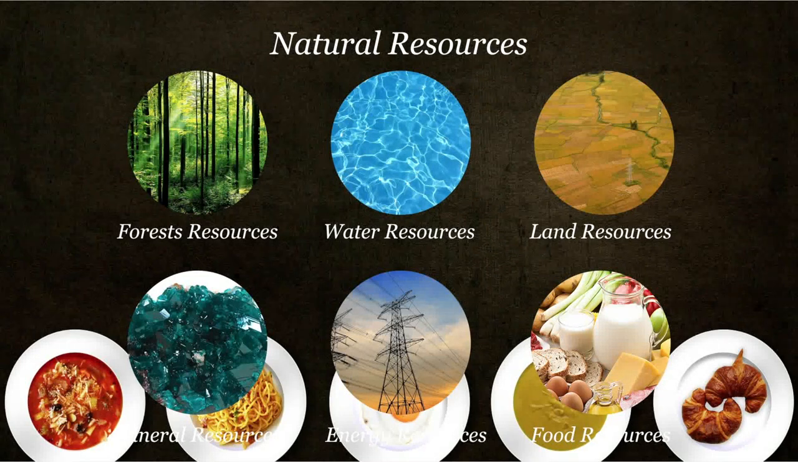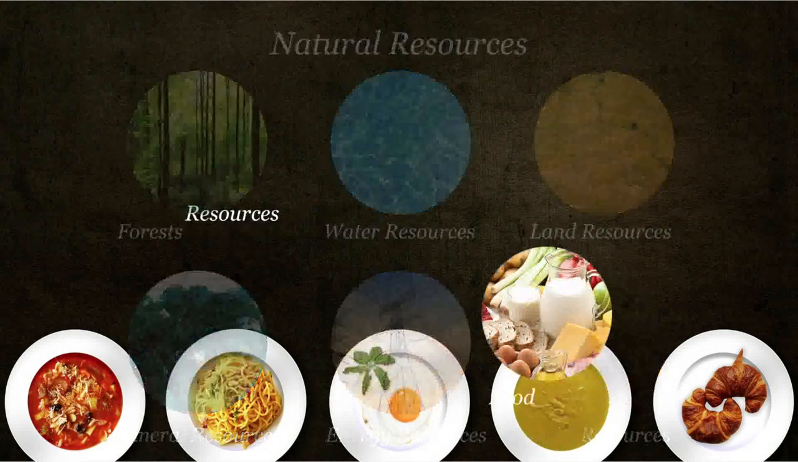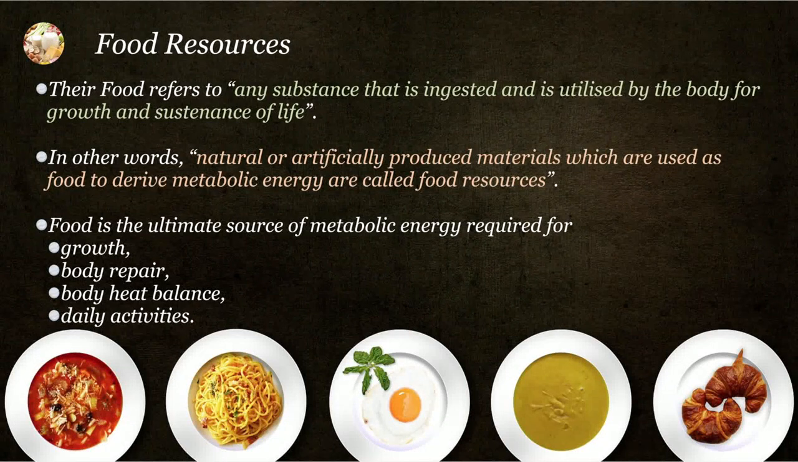So our next topic is food resources. For the definition of food, any substance that is ingested and utilized by the body for growth and sustenance of life is called food. In other words, natural or artificially produced material which is used as food to derive metabolic energy is called food resources. And what is the main metabolic energy required for? The ultimate source of metabolic energy is for growth, body repair, body heat balance and daily activity.